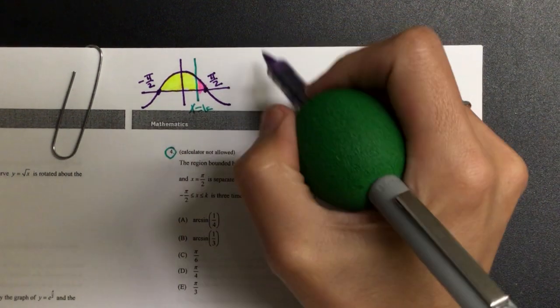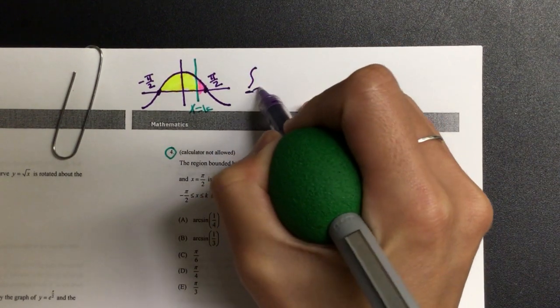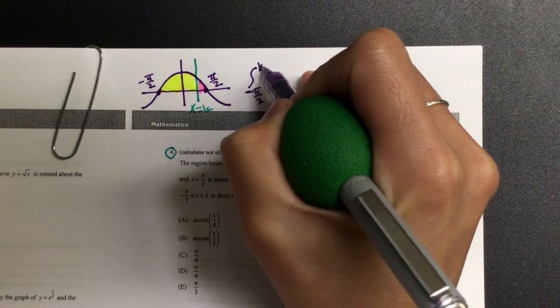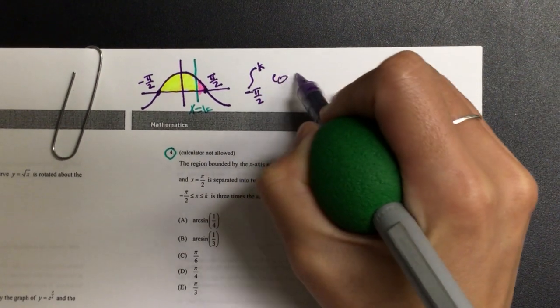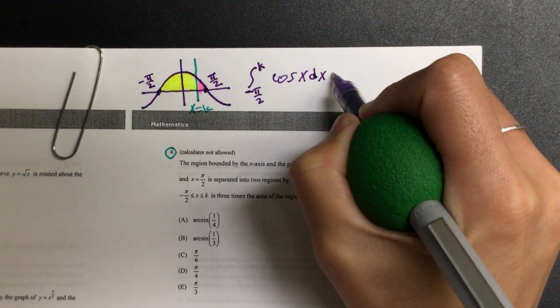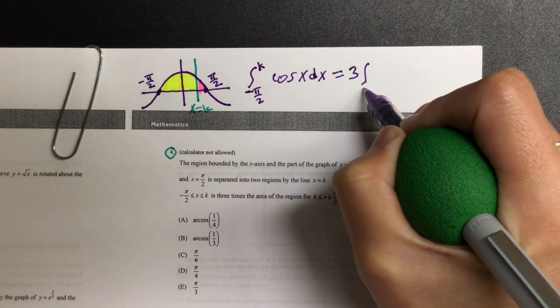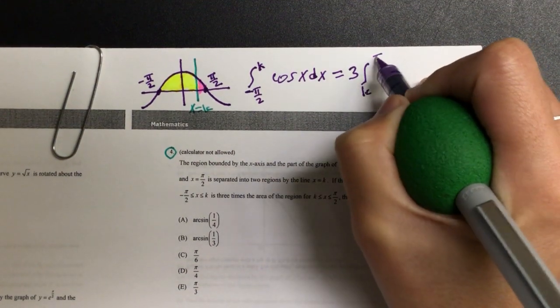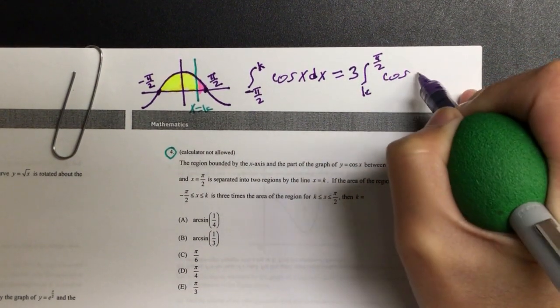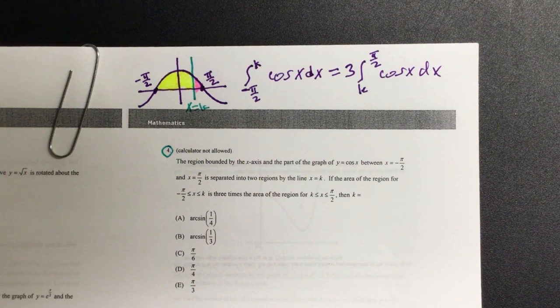So the way to evaluate this would be integrating from negative pi over 2 to k of our cosine function must equal 3 times a smaller one, which starts from k to pi over 2 of the same cosine function. So are we okay with the setup? Okay, so let's go ahead and find the antiderivative of this.